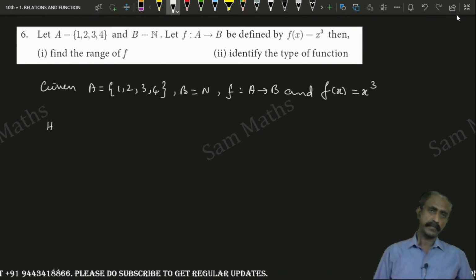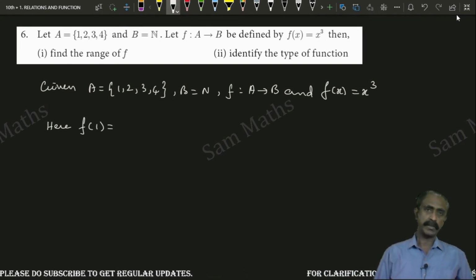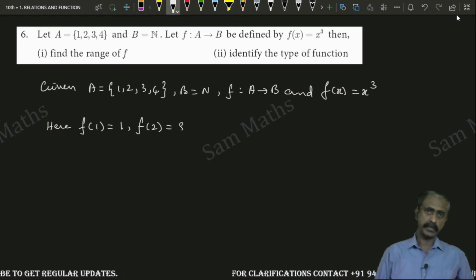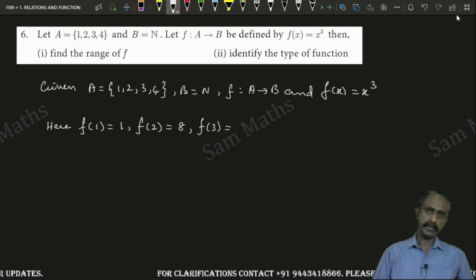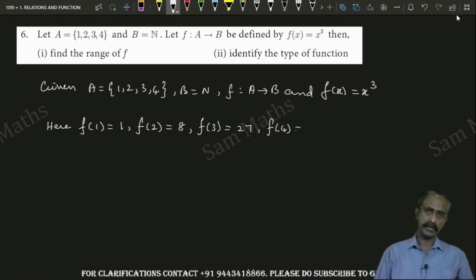Here f of 1 is equal to 1 cube, that is 1. f of 2 is equal to 2 cube, that is 8. f of 3 is equal to 3 cube, that is 27. f of 4 is equal to 4 cube, that is 64.